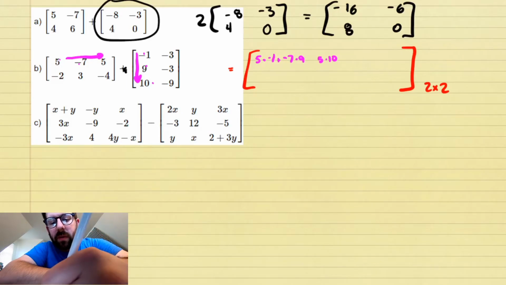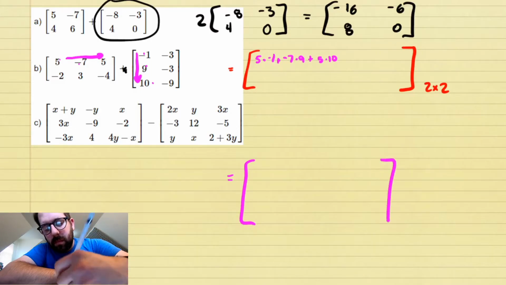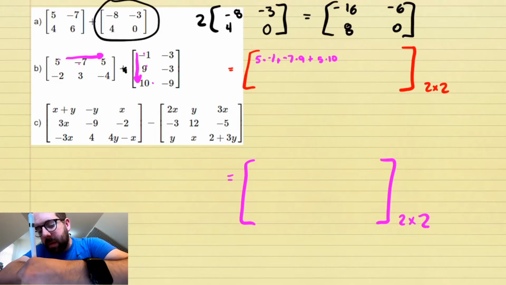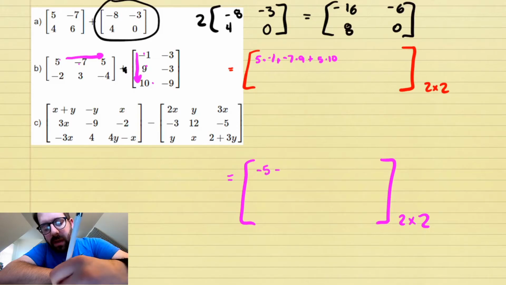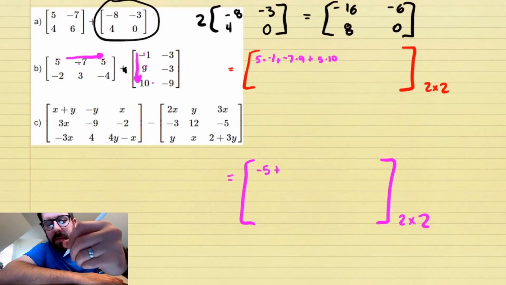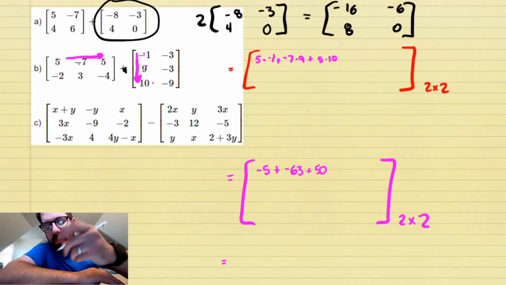And what you do is whatever these numbers are, you're going to add those up. So I have 5 times a -1, a -7 times 9, and a 5 times 10. Whatever those answers are, I add those three up, and that'll be the answer in that corner, that number. So if I'm writing this out, again, my answer will be a 2 by 2 matrix. 5 times -1 is -5. The -7 times 9 is -63, and then the 5 times 10 is 50. All right, so I'm going to add those three numbers up.